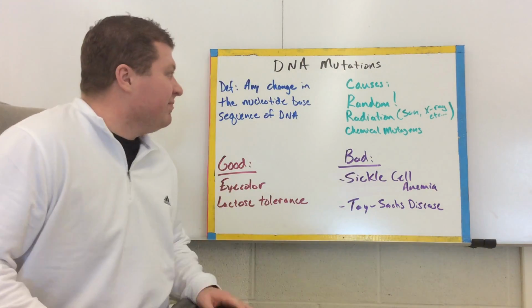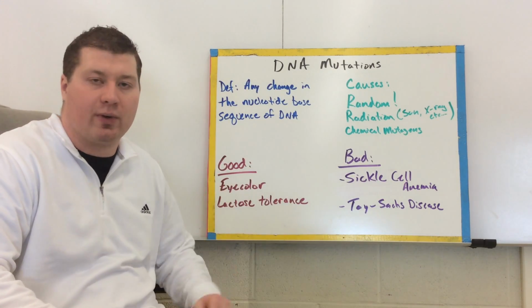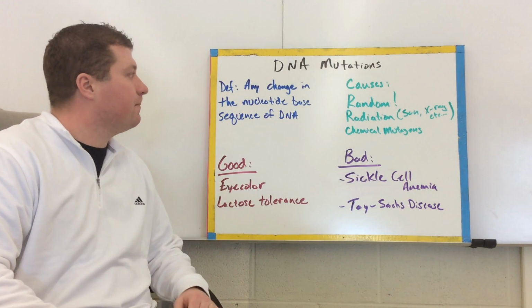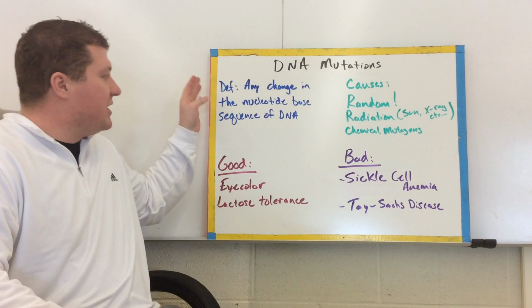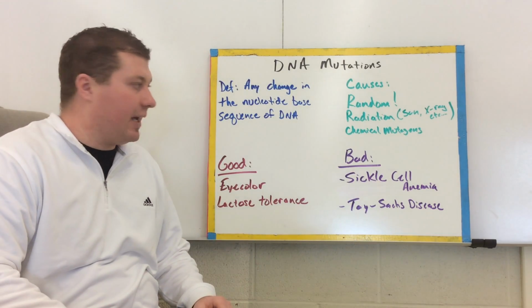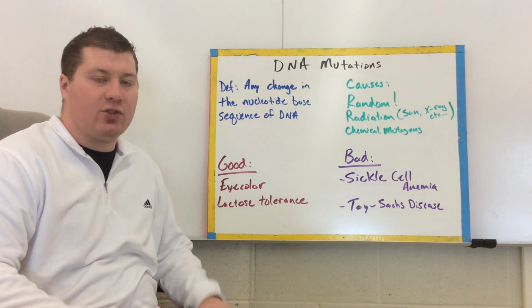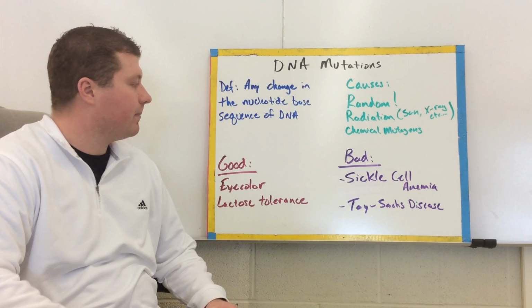Okay, this talk is on DNA mutations, and I'm going to start with the definition, and I'm going to go through a couple of example mutations. So DNA mutations are any change in the nucleotide sequence of the DNA. For example, that's any of the A's, the T's, the C's, and the G's. If any of those get changed, we consider it a mutation.